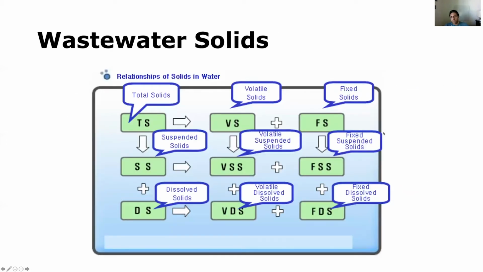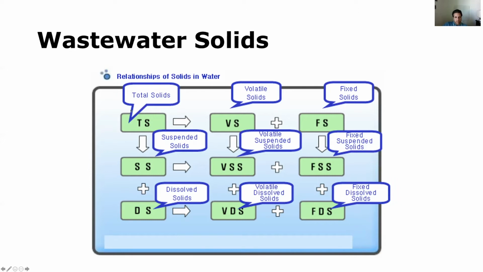Let's talk about wastewater solids. We can measure wastewater solids in terms of the total solids content, but we can also break that down into different parts. The total solids can be broken down into the percent solids that are volatile, meaning that they would combust at a temperature of about 500 degrees or higher. Fixed solids, which would be inorganic, tend not to combust at high temperatures.